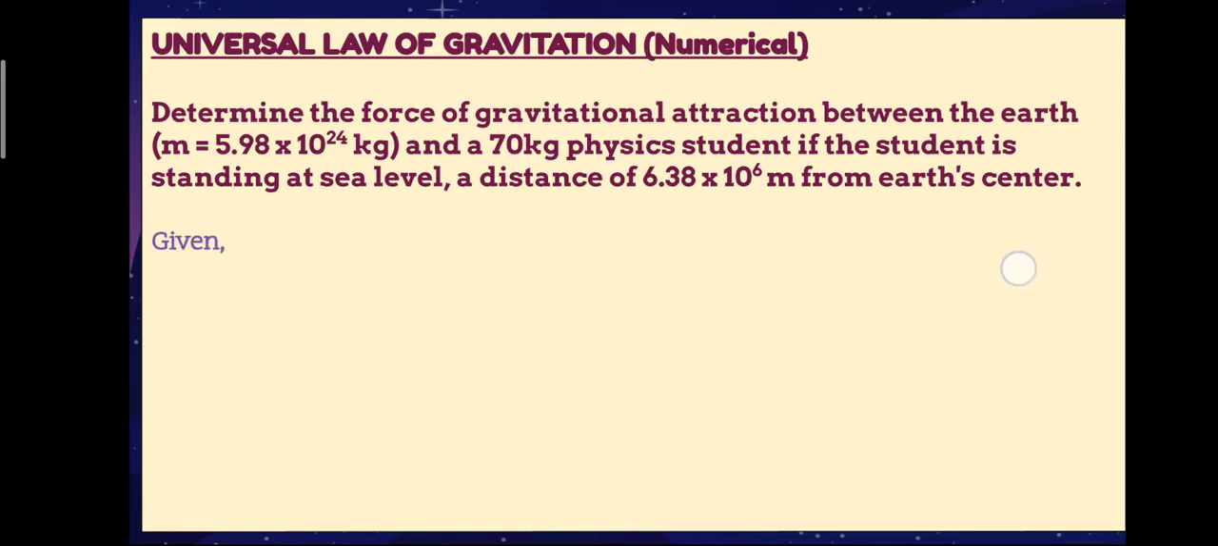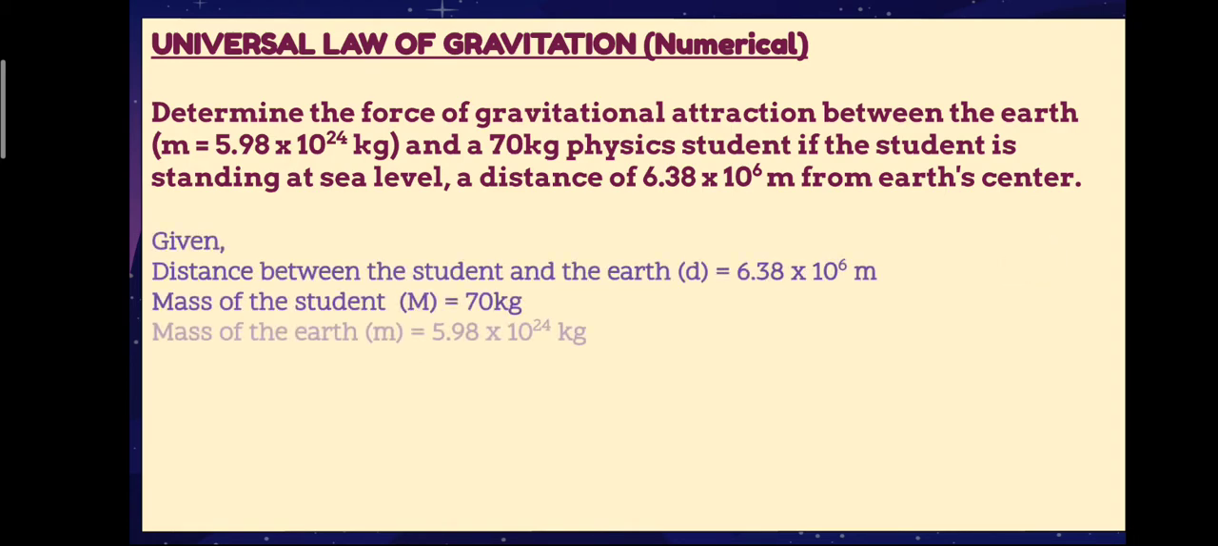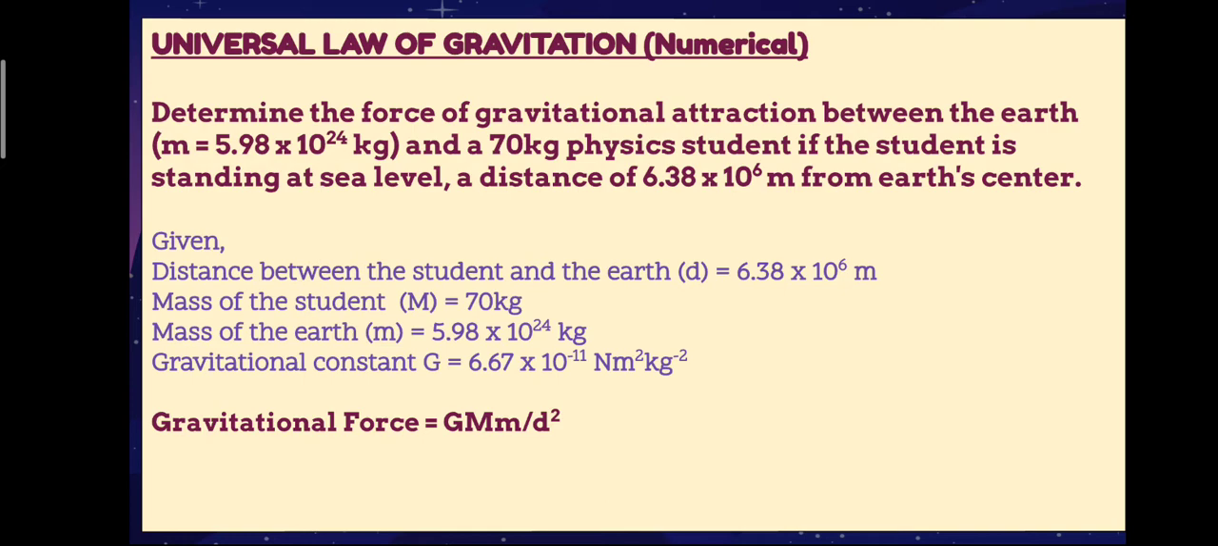Applying the given values into the equation for the gravitational force of attraction, we get F is equal to G m m by d square, and this comes to 6.67 into 10 raised to negative 11 into 70 kg, the mass of the physics student, into the mass of the earth, that is 5.98 into 10 raised to 24 kg, divided by the radius of the earth, that is 6.38 into 10 raised to 6 meter, the whole square.